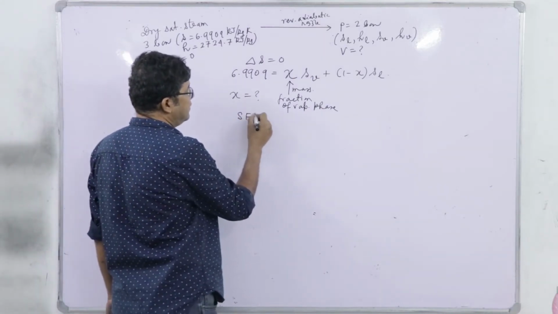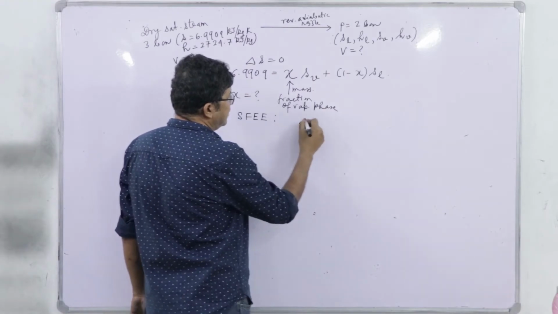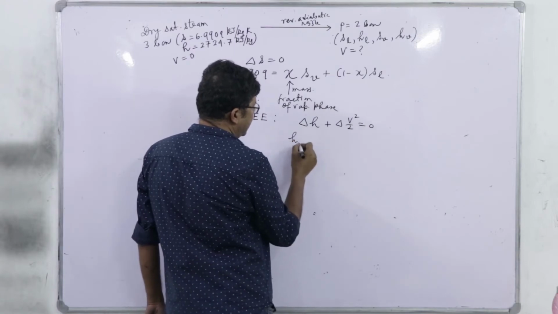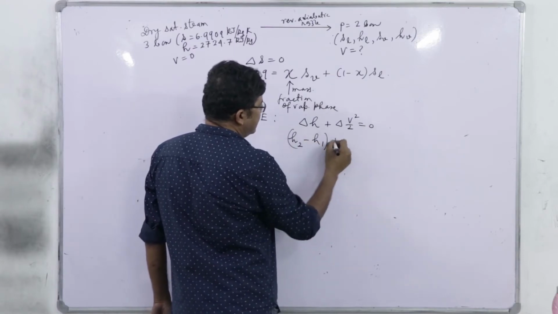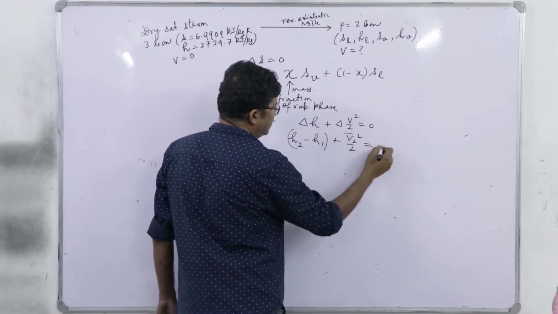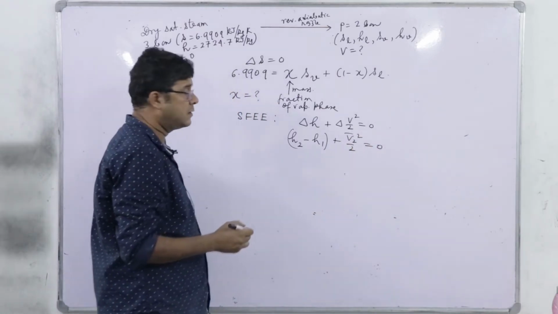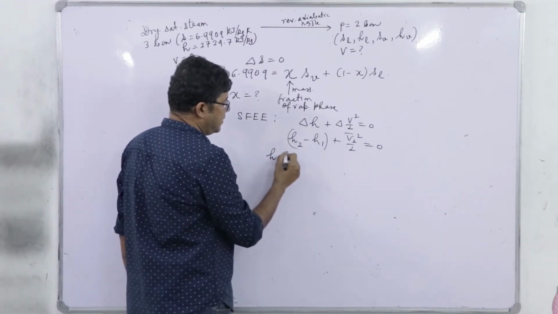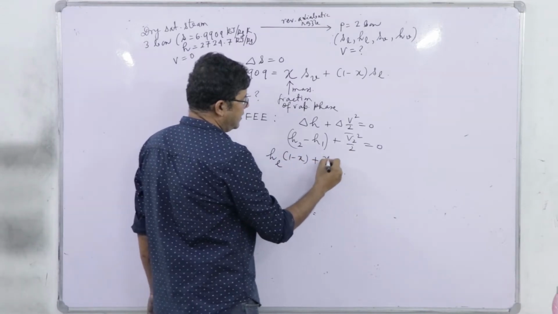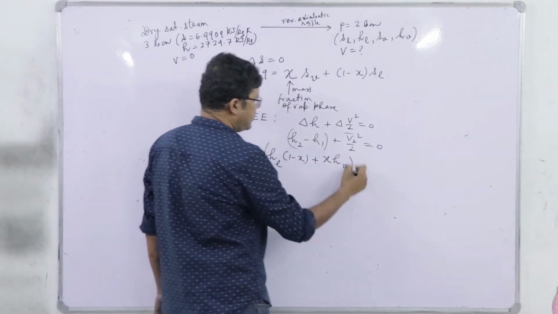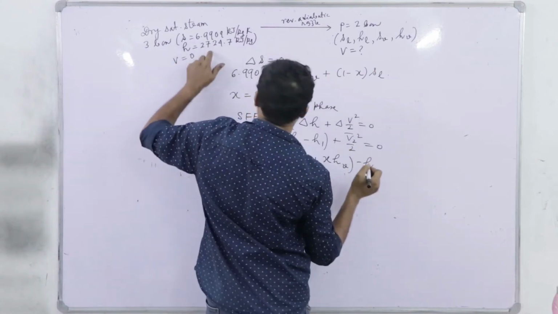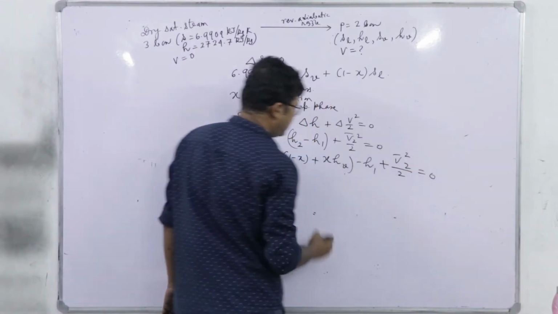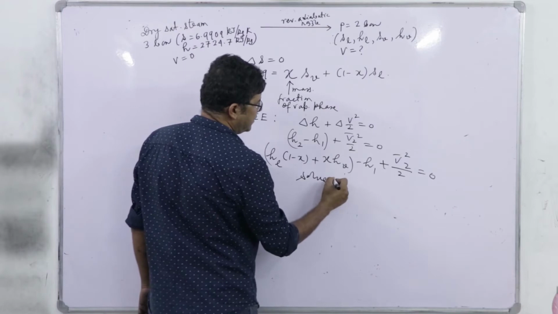Next, the SFEE, as we have discussed previously, this delta H plus delta of V square by 2 equal to 0. So, H2 minus H1 plus V2 square by 2 equal to 0, because V1 is closely equal to 0. Now, H2 will be what? H2 will be HL into 1 minus X plus X into HV minus H1, which is given here, plus V2 square by 2 equal to 0. So, from here we can solve this V2.